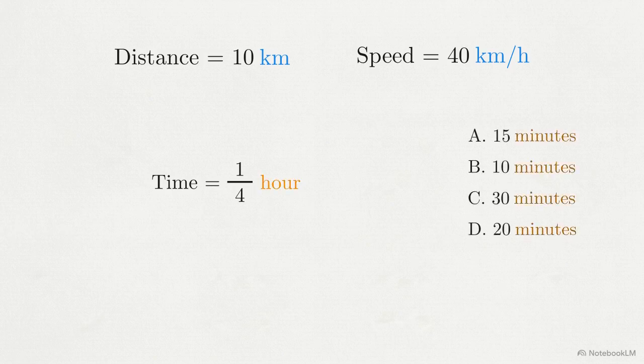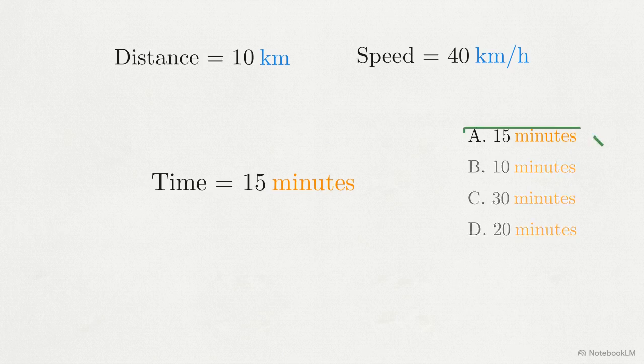Look closely at our result compared to the exam options. We have a fraction of an hour, but all 4 possible answers are strictly measured in minutes. To resolve this, we must convert our unit. We multiply 1/4 of an hour by 60 minutes, giving us a final travel time of exactly 15 minutes. With the calculation complete and the units correctly aligned, we confidently select option A.